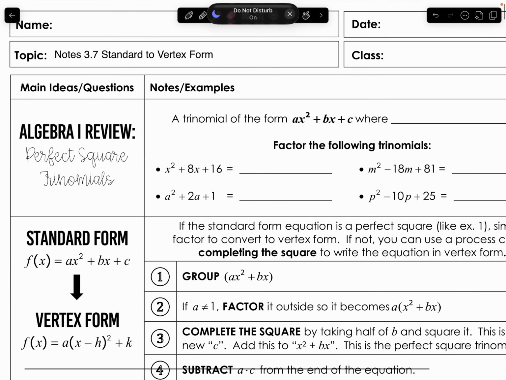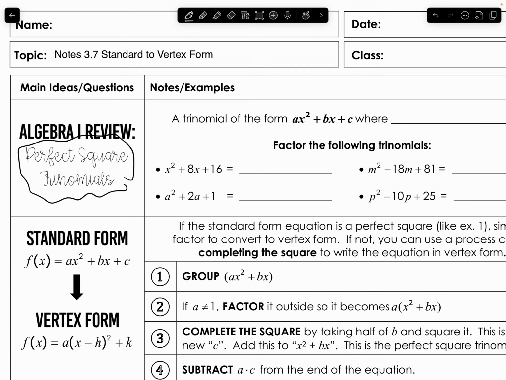So here's just a quick review of Notes 3.7 that we did. Remember, there's the slower video if you need it from the original videos on the topics page. So here we had to recognize what a perfect square trinomial looks like, and we should be able to make a perfect square trinomial.